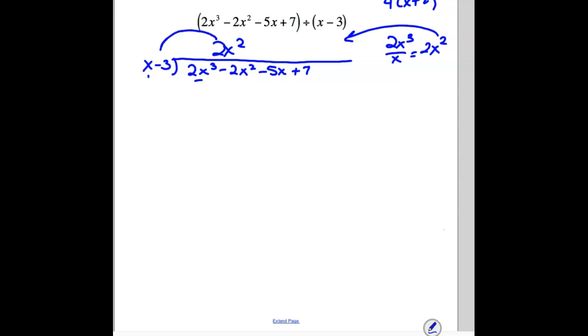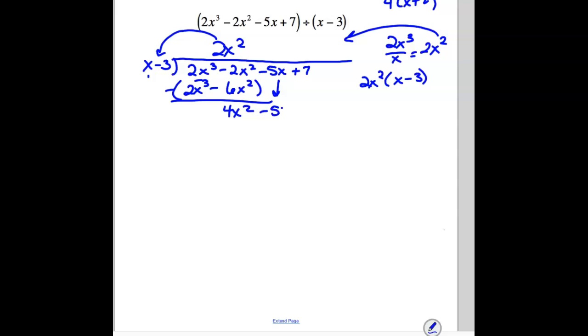And then remember, our top number gets multiplied to this whole thing. So we have 2x squared being multiplied to x minus 3. We end up with 2x cubed minus 6x squared, and we are subtracting those. So our cubes are gone. Be careful here, we have a negative 2x squared and we're subtracting a negative 6x squared. That means we're really adding 6x squared, so we should end up with 4x squared. That subtraction process is where most mistakes happen, so be very careful there.